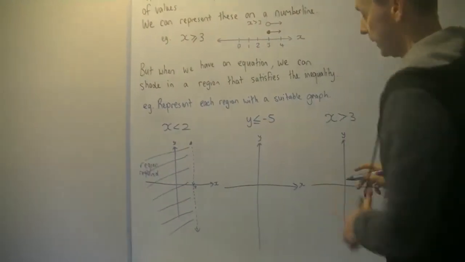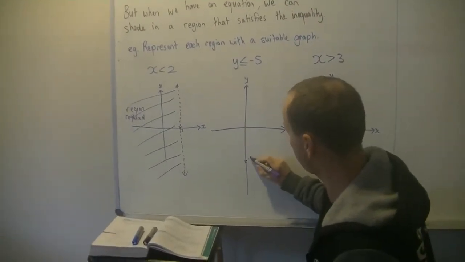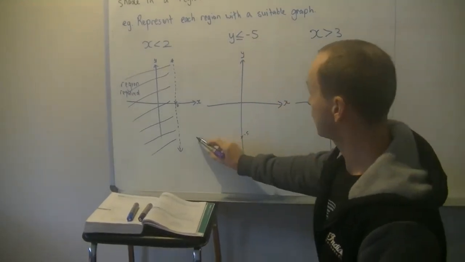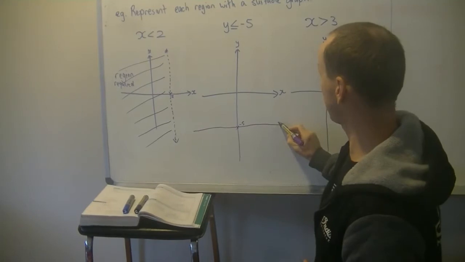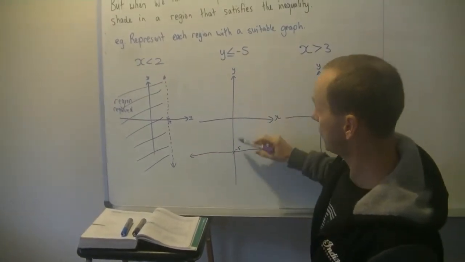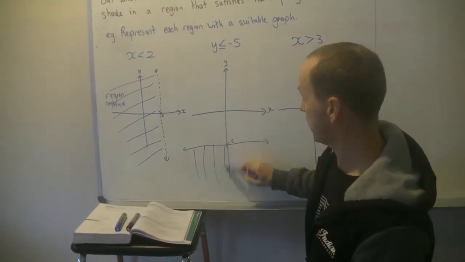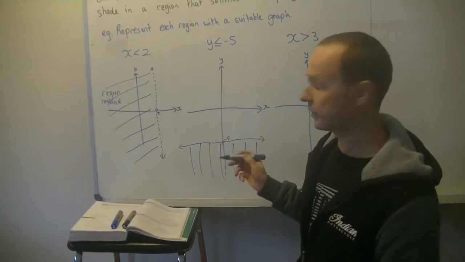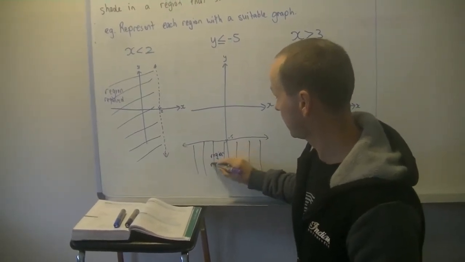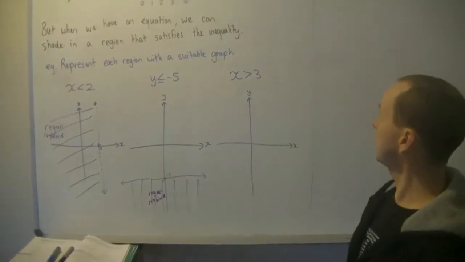y is less than or equal to -5. So there's y, and here's the value of -5. It's equal to as well, see how y is less than or equal to. So I know it's a solid line that goes through that point there. It says y is less than, so where's y less than -5? Less than is down this region, so I can shade that region in. Just so there's no question about it, you write down here, region required. And we're done.